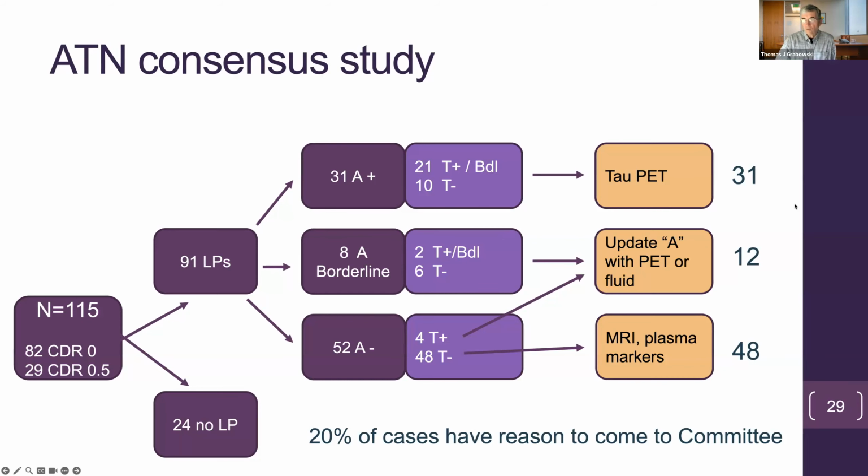And the numbers work out that about 30% of people would go on to having a tau PET scan. And about 20% of the cases are not confidently slotted into one of these categories without the need to appeal to the committee. So about 20% of the cases need to come before the committee.